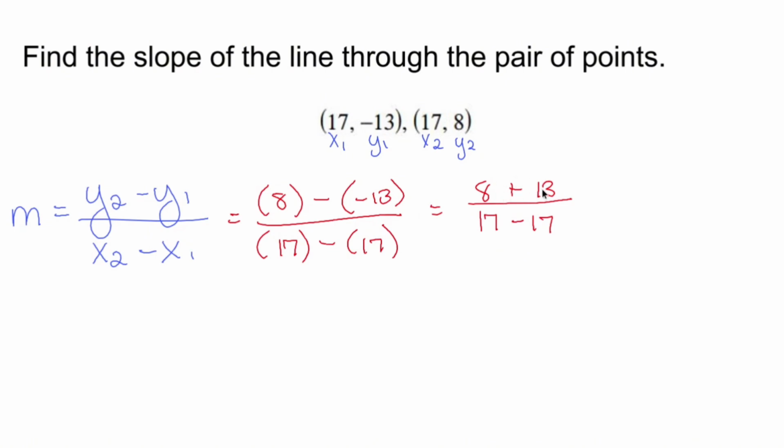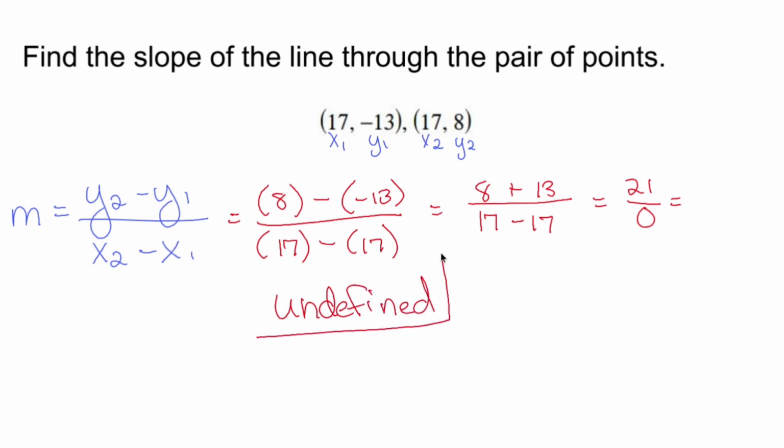Now, 8 plus 13 in the numerator is going to be 21. 17 minus 17 is going to be 0. Now, this is a problem. You're not allowed to divide by 0 at all. And when that's the case, you get undefined. So my slope here is an undefined slope.